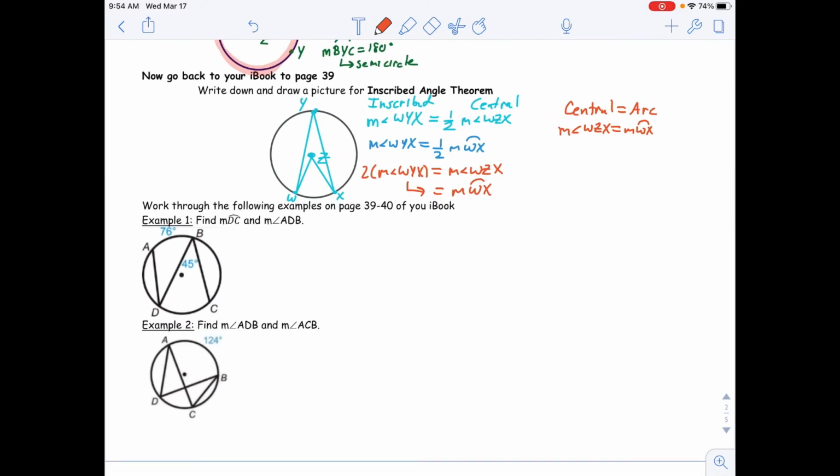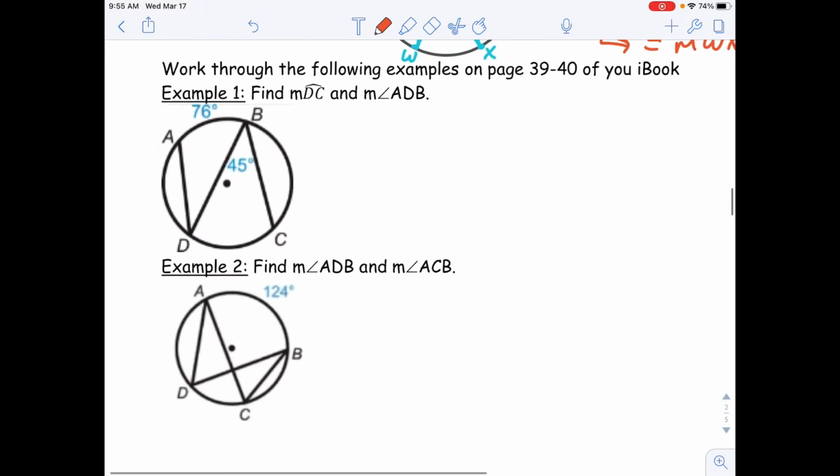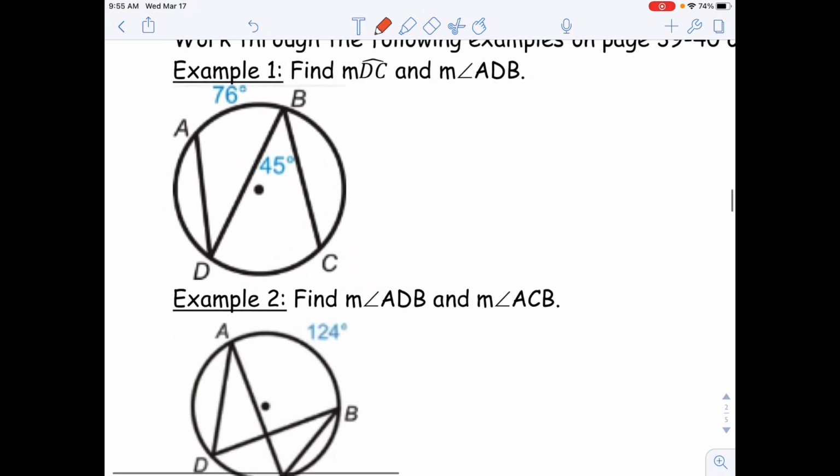All right, so now let's just do some fun examples. We have this inscribed angle. It wants us to find DC. Remember, it's half, so all I've got to do is multiply it by 2. So the measure of arc DC is just 2 times 45, which is 90 degrees.